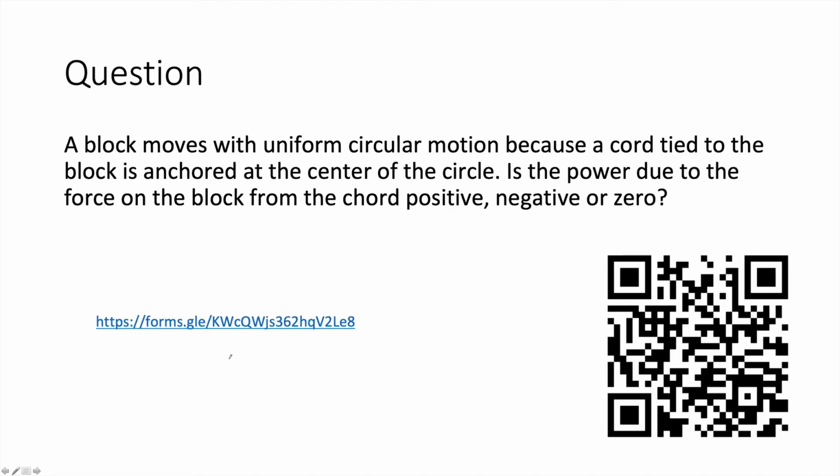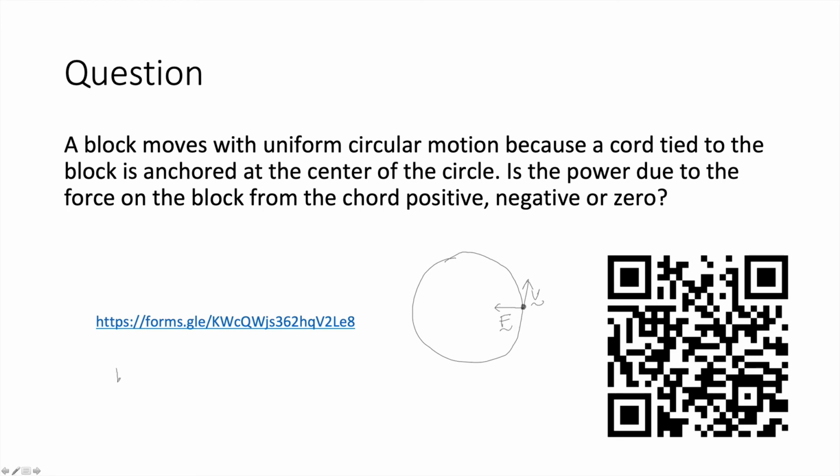Okay, so here's a question. A block moves with uniform circular motion because a cord tied to the block is anchored at the center of the circle. Is the power due to the force on the block from the cord positive, negative, or 0? So let's draw a little diagram. Here's our circular path. Let's consider the point where the object is at this point. Now the velocity is in this direction, and we know that the force is towards the center of the circle.